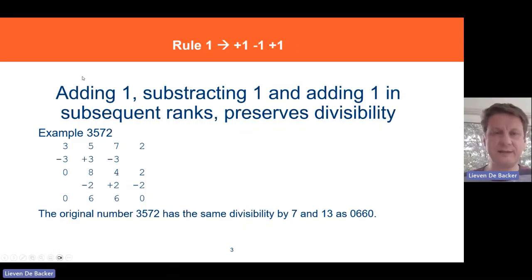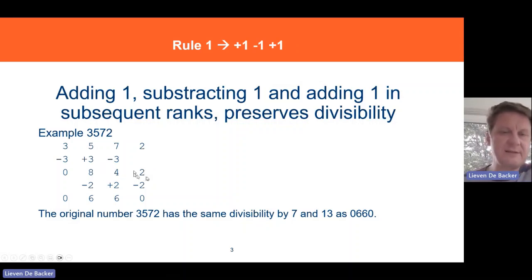So it's easier with an example. Let's take 3572 as a number. When I apply the rule, I subtract 3 in the first rank, I add 3 in the second rank, and I subtract 3 in the third rank. So 3 minus 3 is 0, so this digit disappears. 5 plus 3 is 8, 7 minus 3 is 4, and we preserve the 2. So if 3572 is divisible by 7 or 13, then also 842 is divisible by 7 or 13.